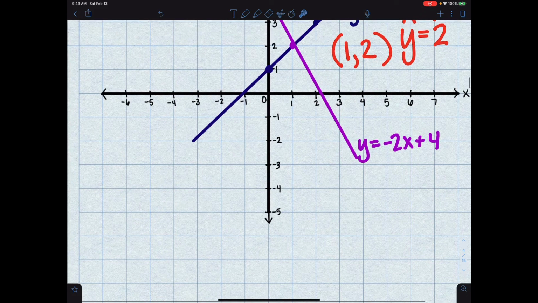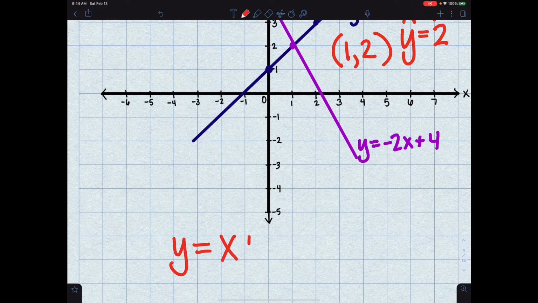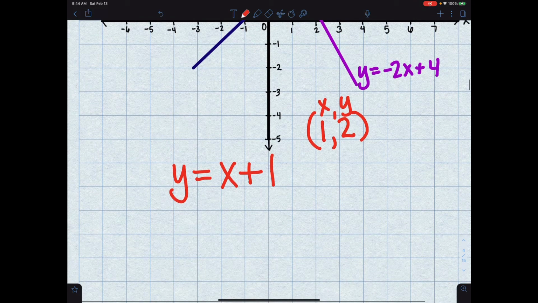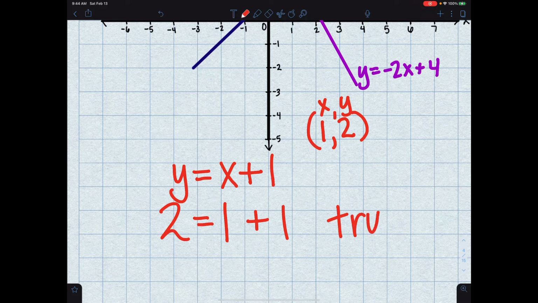So let's see. One of the equations is y equals x plus 1. So if I plug in 1, 2, this is my x, this is my y. So I'm going to plug in the 1 for the x, so then I'll have 1 plus 1 on this side. And for my y, I'm going to have the number 2. 2 equals 1 plus 1. Is that true? Yes, so I did it right.